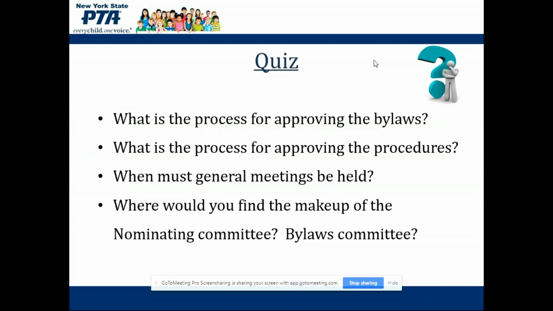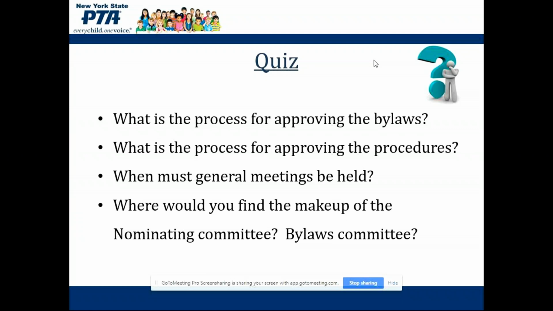Now remember, you talk about the ABCs of our association. A is the association. That's everybody who is a card-carrying member. B is the board. That's the executive board, which includes your officers, your chairmen of your standing committees, and your council delegates if you have a council. It also might include your principal, your teacher liaison, and your historian. Those are some additional members that could be part of your executive board.